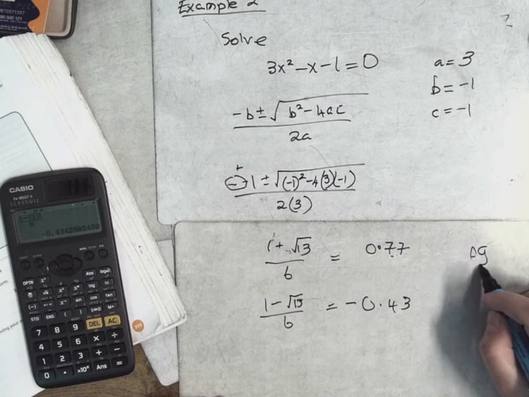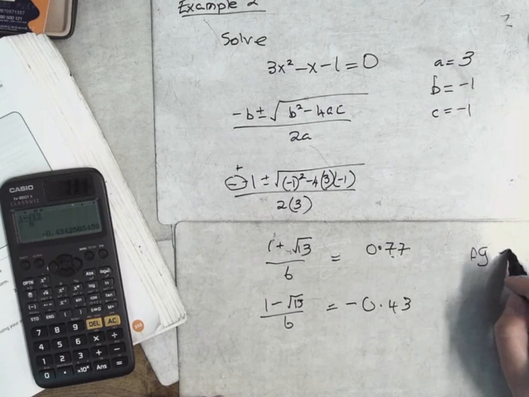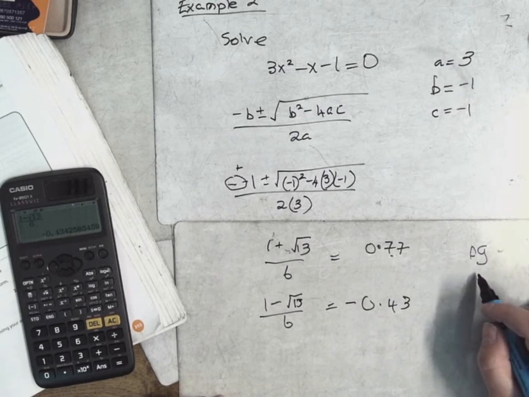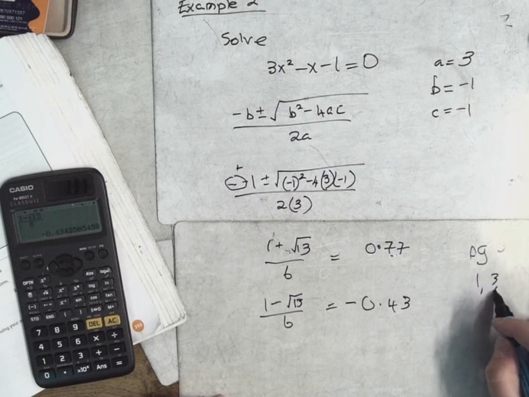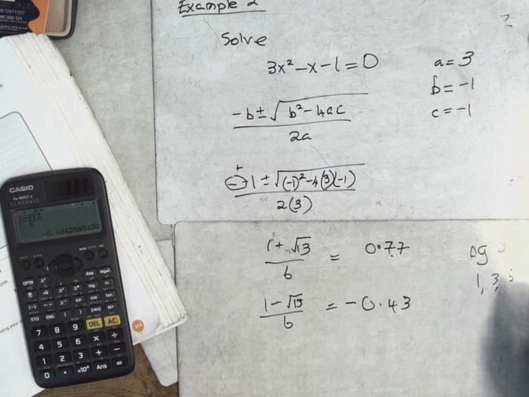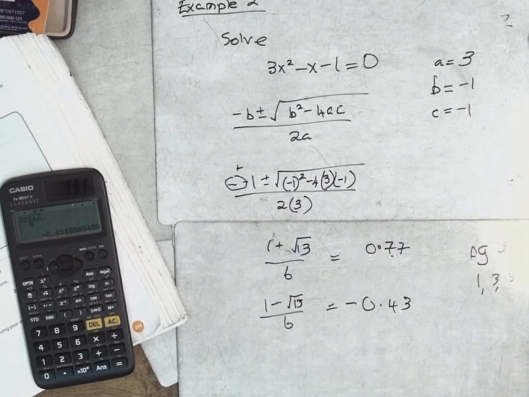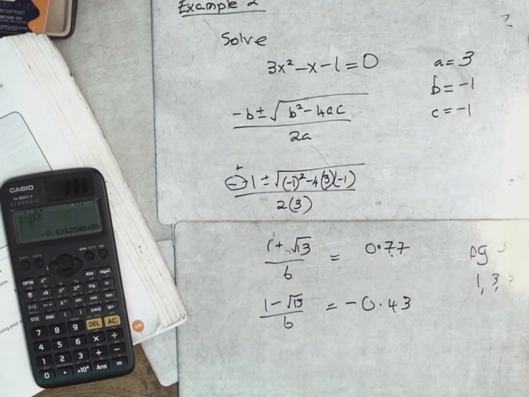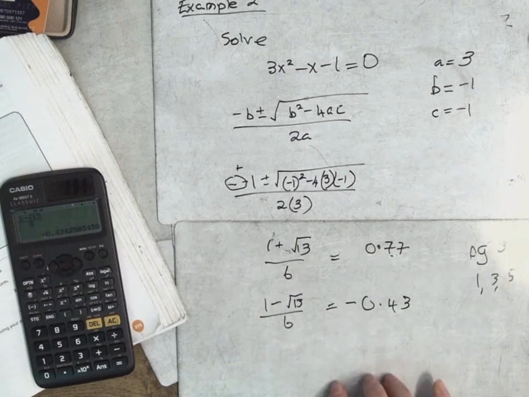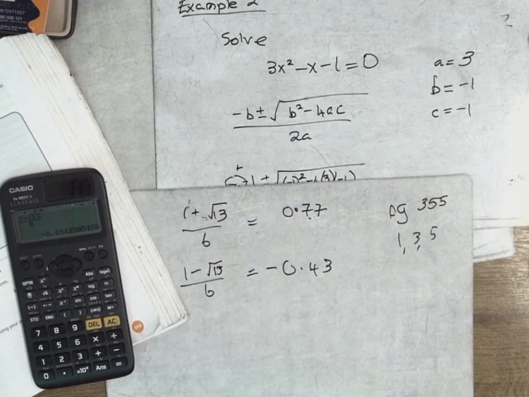Okay, I'm going to give you 3 of these to try for homework. So it's page 355, and it's 1, 3, and 5. Okay, and I'll put the recording onto Teams, so you can have a listen again if you're confused. Sorry, page 355, 1, 3, and 5.